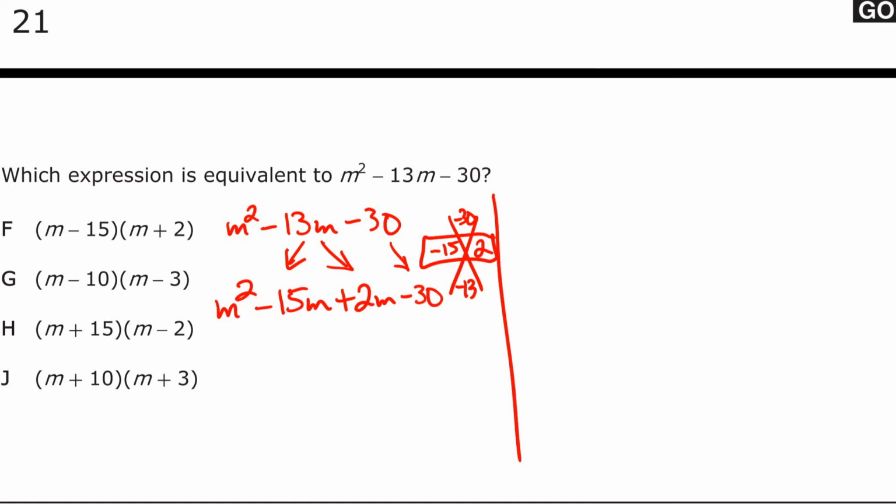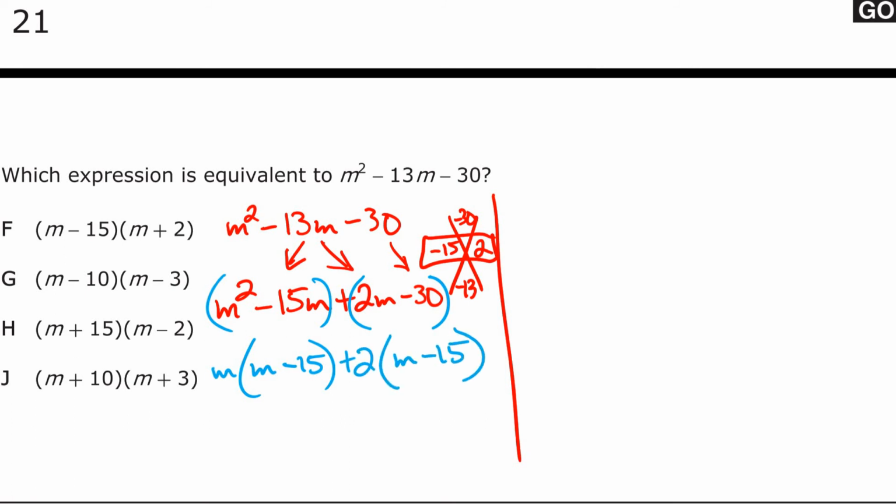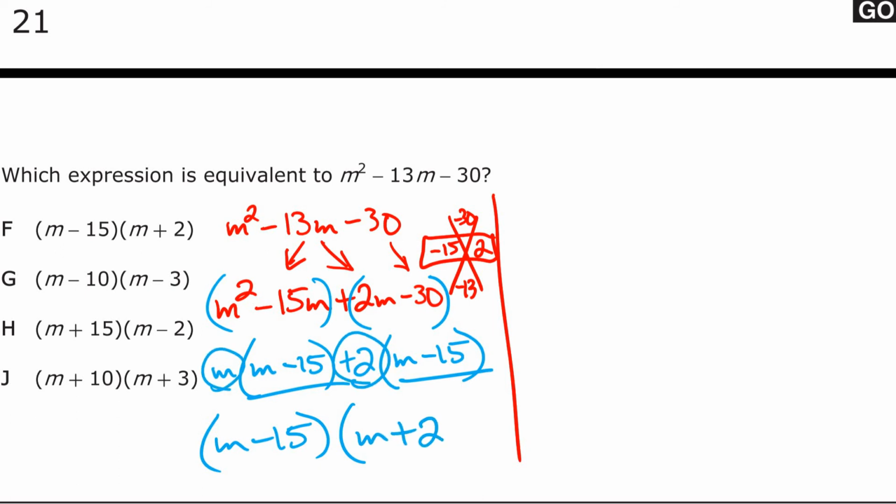Then we group, and we bring out common factors. In this case, we have an m in both of them, so we'd factor out an m. We'd be left with m minus 15. In the second one, we can divide both by 2. We'd be left with m minus 15. We see the repeating binomial, so it's m minus 15 over, and the leftovers would be our second binomial, m plus 2. The answer would be F.